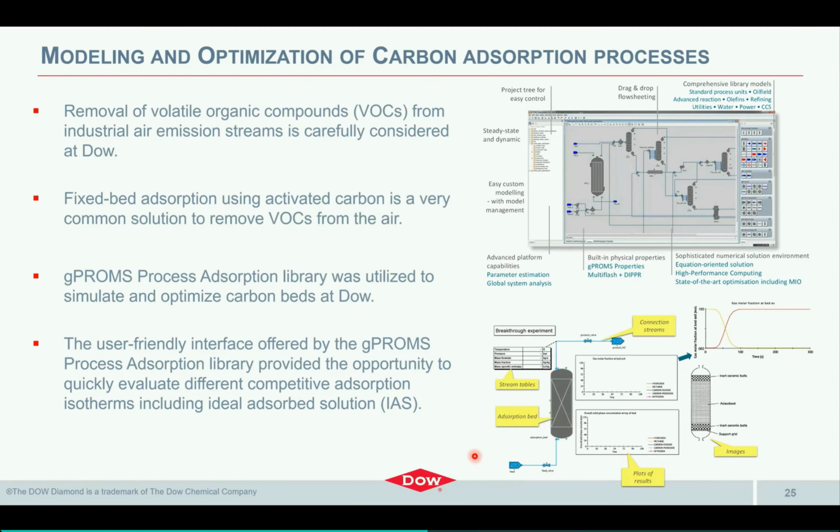So removal of volatile organic compounds, VOCs, from industrial air emission streams is carefully considered at Dow. And it is quite common to use fixed bed adsorption using activated carbon to remove VOCs from the air. We use the gPROMS process adsorption library to simulate and optimize more than 5 different carbon beds at Dow. The user-friendly interface offered by the gPROMS process adsorption library provided the opportunity for us to quickly evaluate different competitive adsorption isotherms, such as dual-site Langmuir isotherm, and also ideal adsorption solution model, IAS.